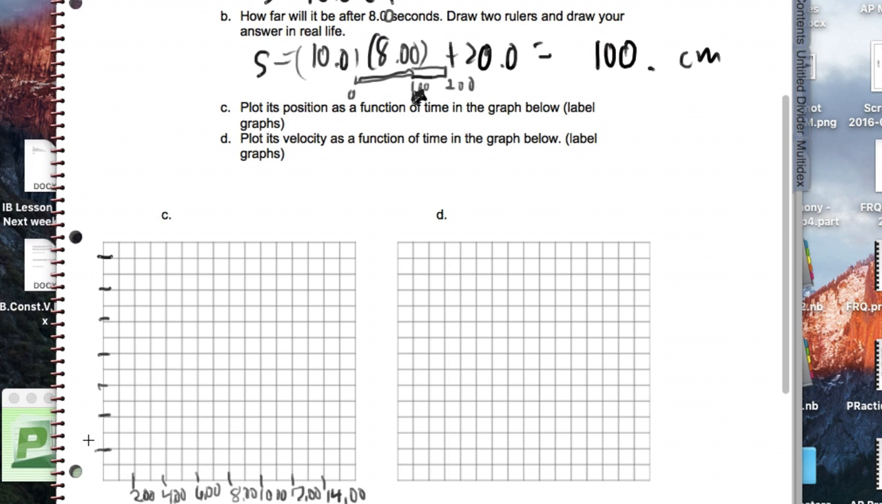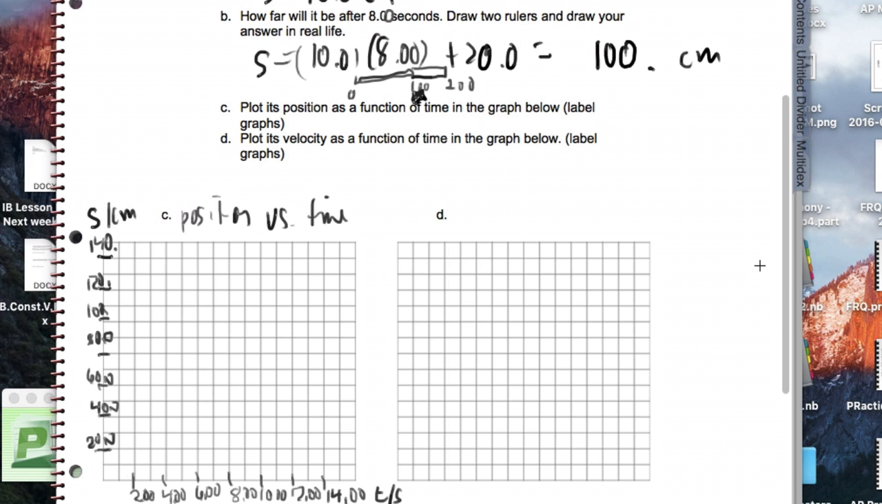And here we're going to have 20.0, 40.0, 60.0, 80.0, 100, 120 with the decimal, and 140 with the decimal. And again, this is position versus time. We've got to label these units, so this will be time in seconds, and this will be position in centimeters.